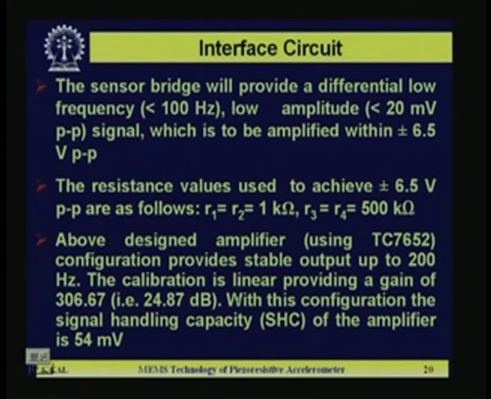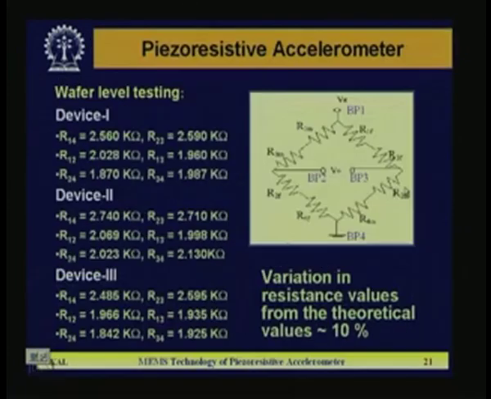The calibration is linear, providing a gain of 306.67, which is nearly 25 dB. With this configuration, the signal handling capacity of the amplifier is 54 millivolt. That is the test board which is made. So now the characterization. For characterization, initially we have to measure the individual resistances.